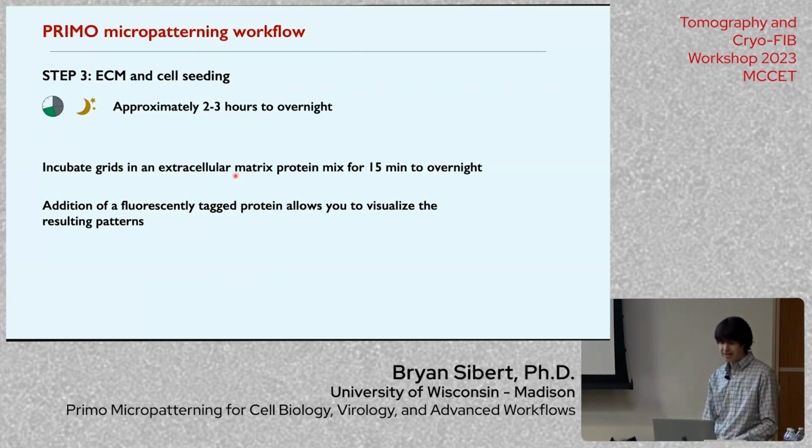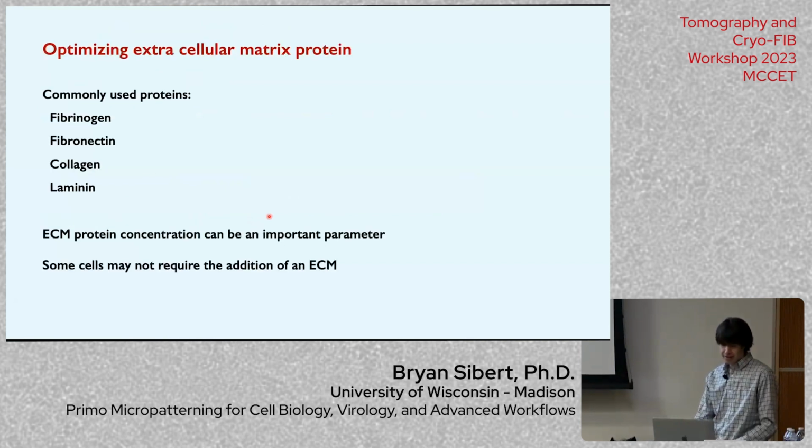Most cell lines have literature about what good matrix proteins are, but both the protein and concentration are very important. Additionally, we always add a fluorescently tagged protein. This is how I've generated some of the images I already showed you, and it allows you to see how well your patterning worked. Common proteins are fibrinogen, fibronectin, collagen, laminin. Again, if your cells just grow anywhere, then you may not need to add additional ECM, but then you may not need to micropattern either.